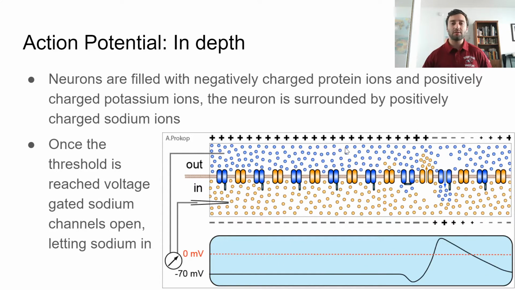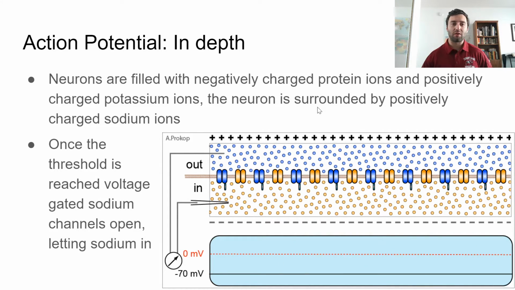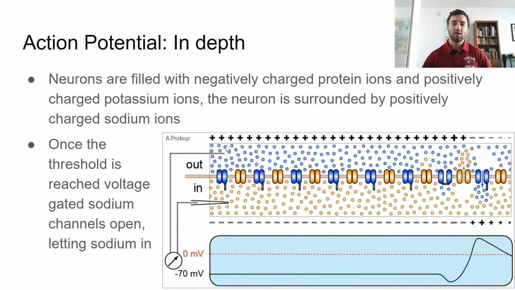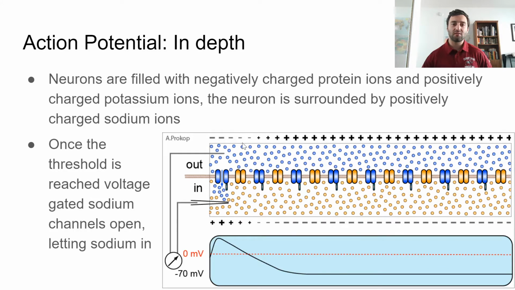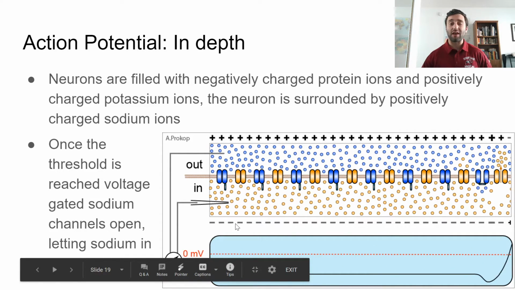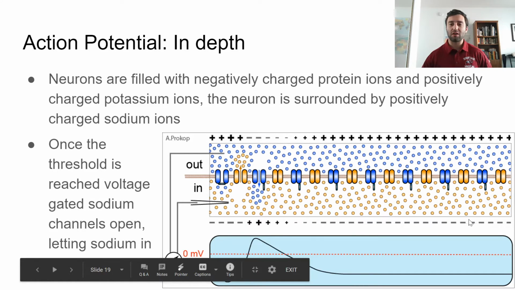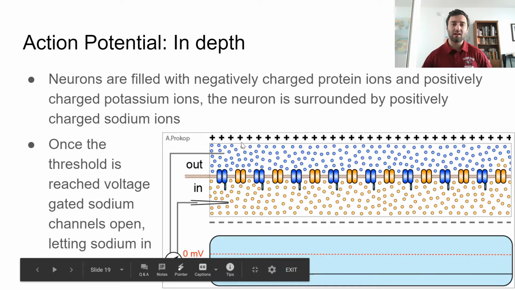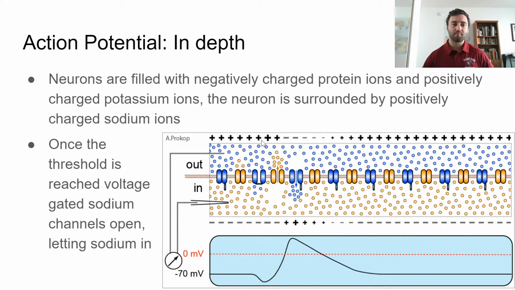Now, outside of the neurons, they are surrounded by positively charged sodium ions. So the outside is these positively charged sodium ions. Inside has both negative and positive, but if you look here, you can see it's mostly negative inside. So inside is negative, outside is positive.